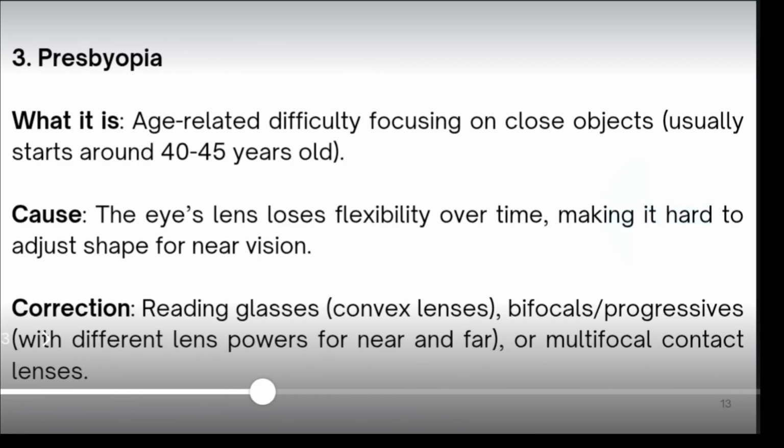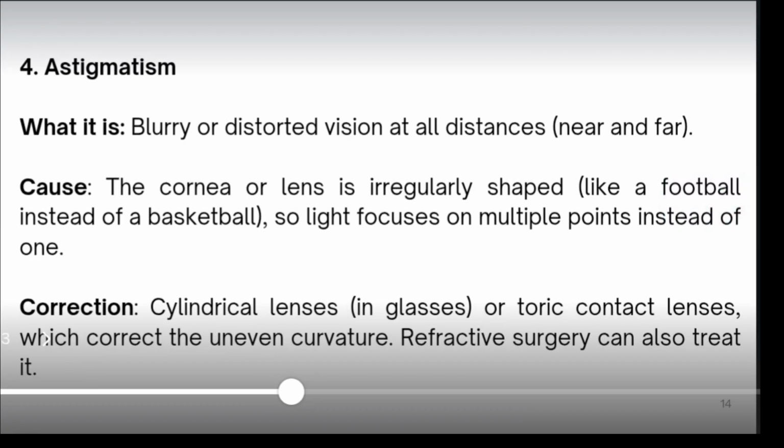Presbyopia is an age-related difficulty focusing on close objects, usually starting around 40 to 45 years old. Cause: the eye's lens loses flexibility over time, making it hard to adjust shape for near vision. Correction: reading glasses, convex lenses, bifocals, progressives, with different lens power for near and far, or multifocal contact lenses.